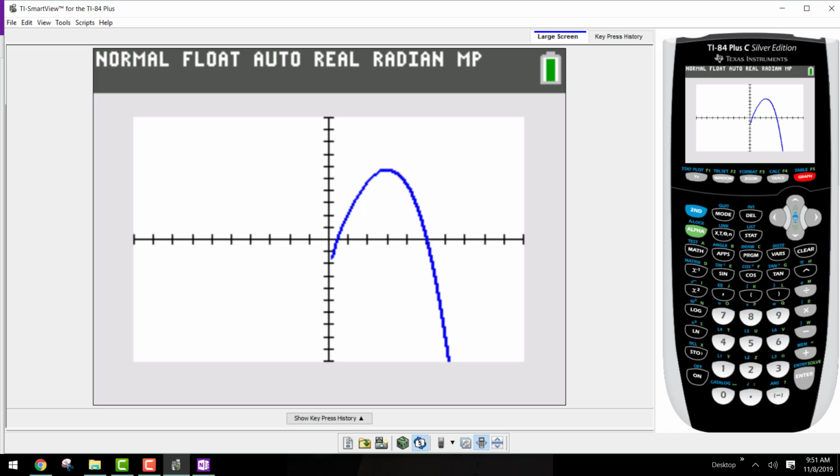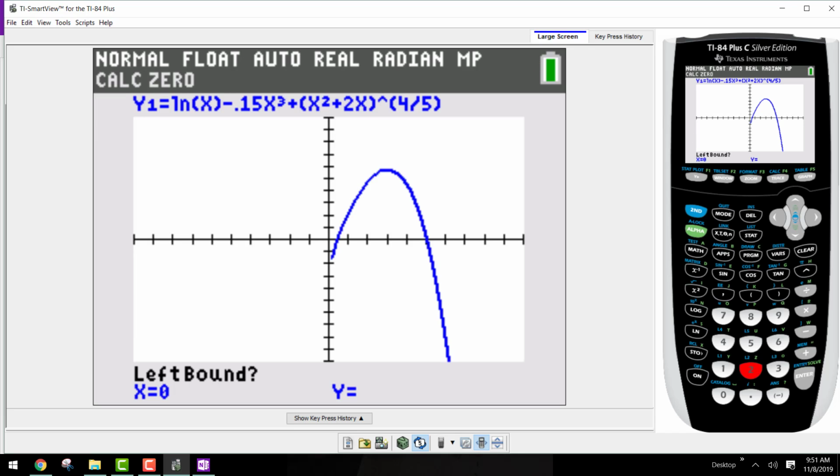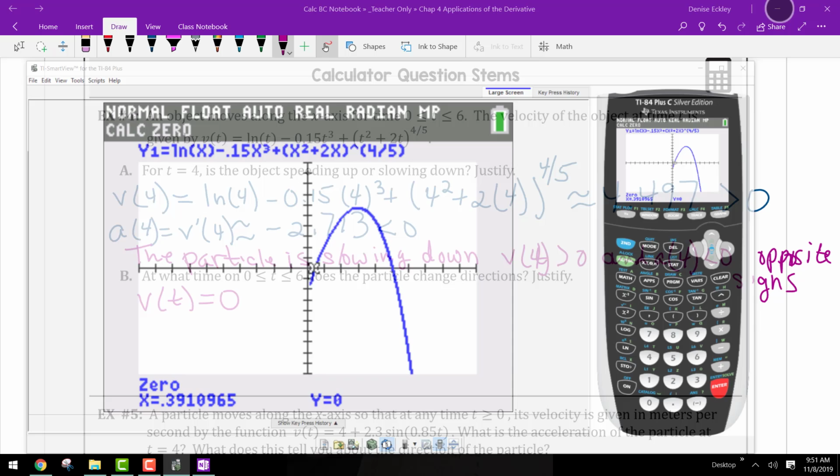But we're going to look at the first one. So I'm going to do second, calculate. I'm going to find my 0 and my left bound, let me put it right there, and my right bound right there. And I get a 0 at 0.391 seconds.